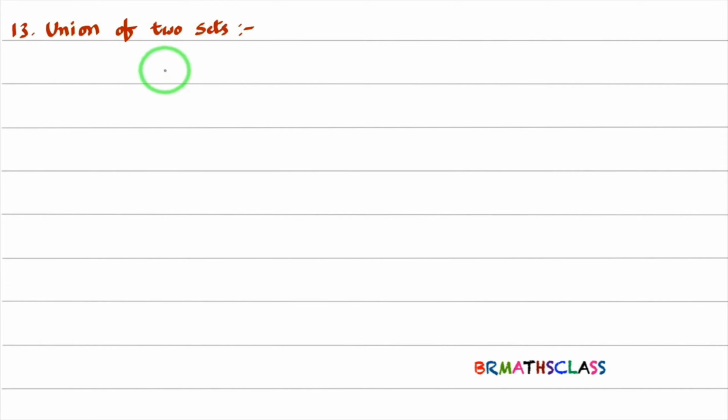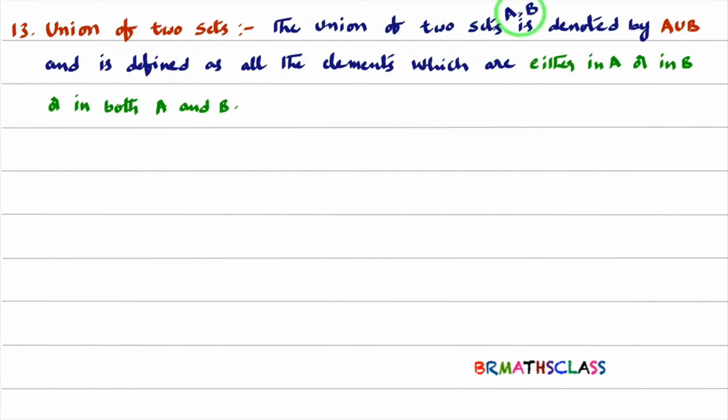First, we will learn how union of 2 sets is defined. The union of 2 sets A, B is denoted by A union B. Look here, how we read this? We read it as A union B. And how is it defined? A union B is defined as all the elements which are either in A or in B or in both A and B. That means A union B contains all the elements which are present in either A or in B or in both A and B.